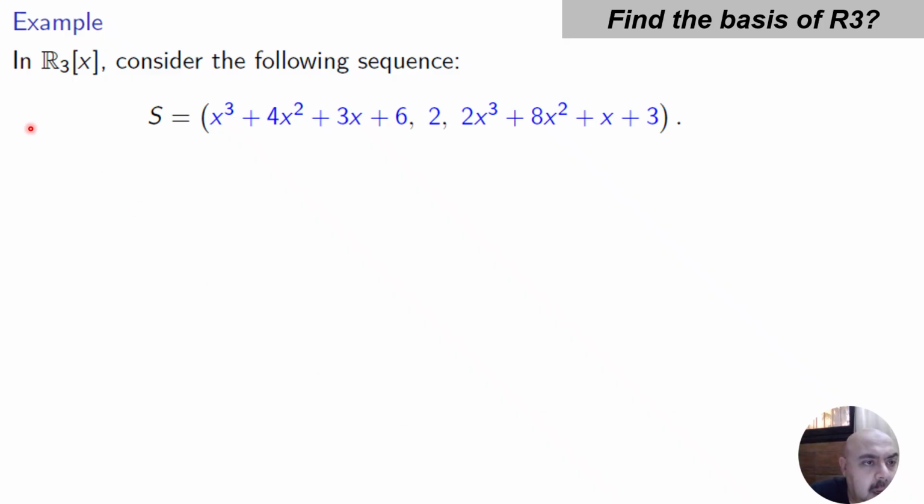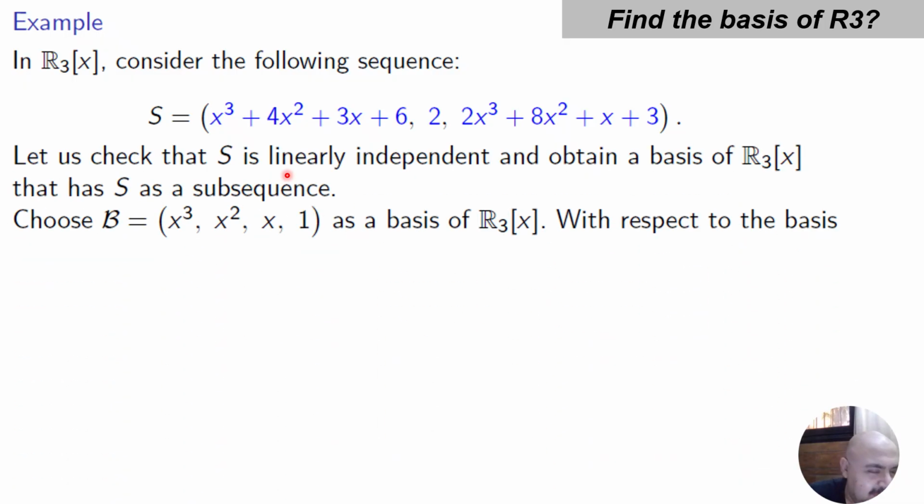Let's think in R3 of X, which means the polynomials of the third degree. And specifically for this subvector space, the first vector is x cubed + 4x squared + 3x + 6, the second vector is 2, and the third vector is 2x cubed + 8x squared + x + 3. The idea here is how to twist your knowledge in order to absorb such a thing, which is really very interesting.